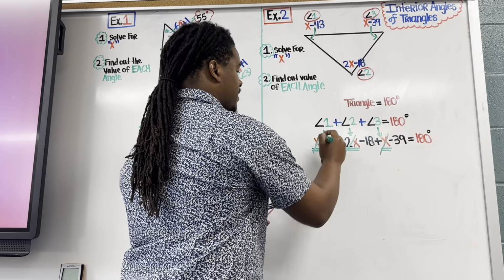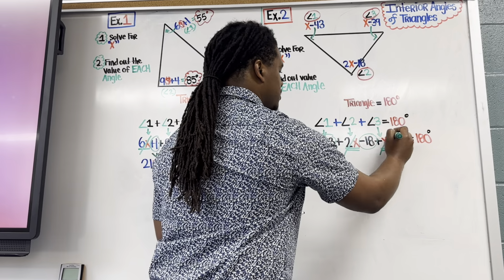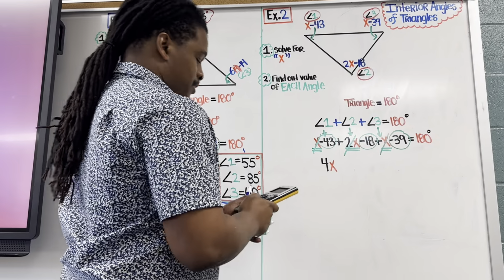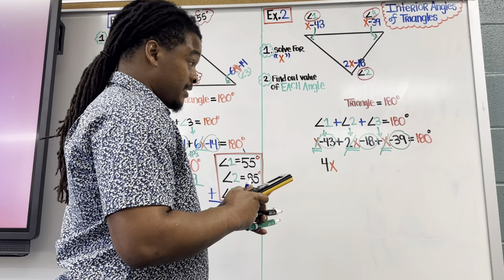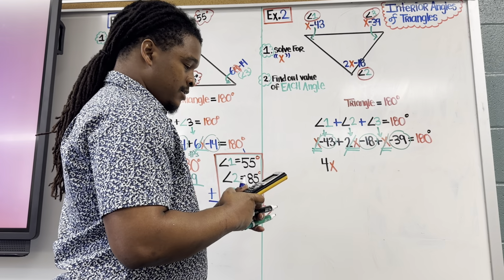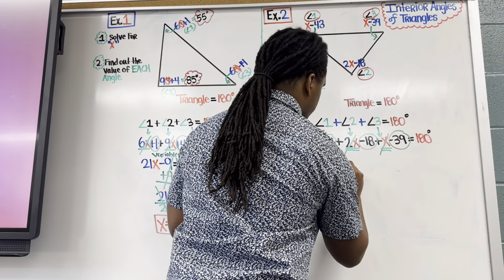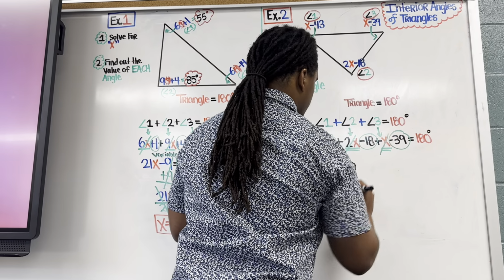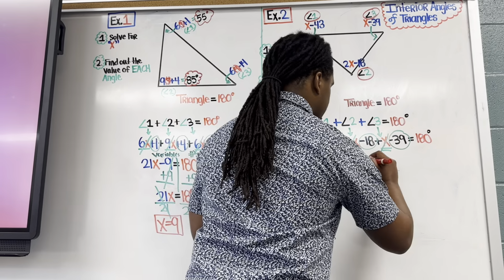Now, guys, I have negative 43, negative 18, negative 39, all right? We're gonna add negatives like positives, but we know that our answer is gonna be a negative. So I got 43 plus 18 plus 39. That's 100, but that's gonna be negative 100 because they were all negatives. So that's gonna be negative 100 equals 180.